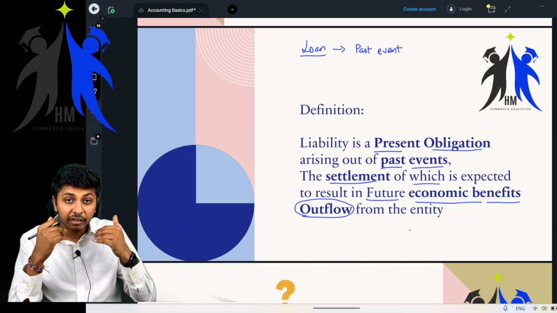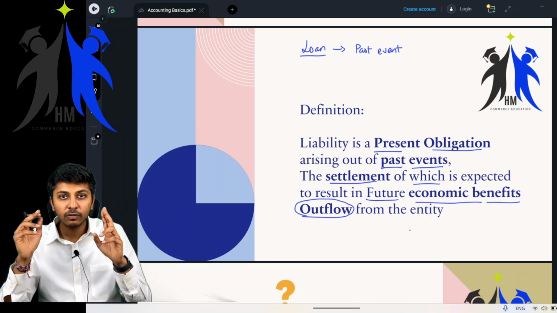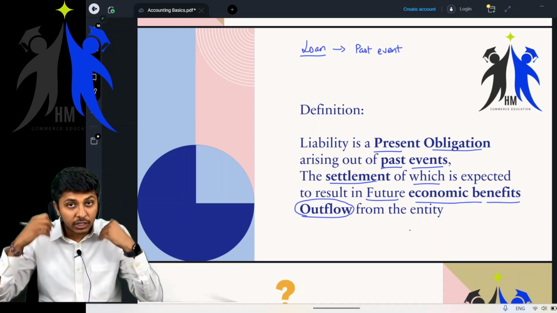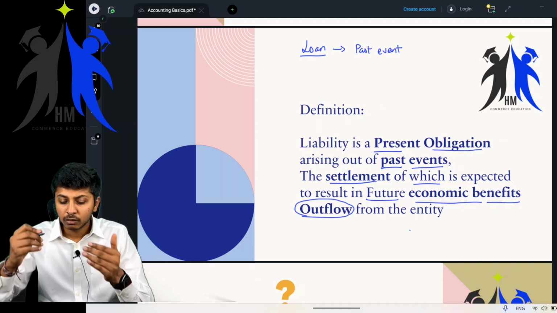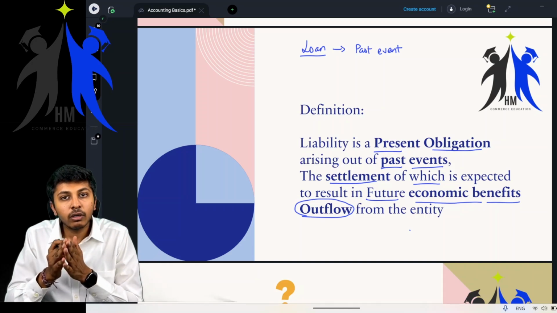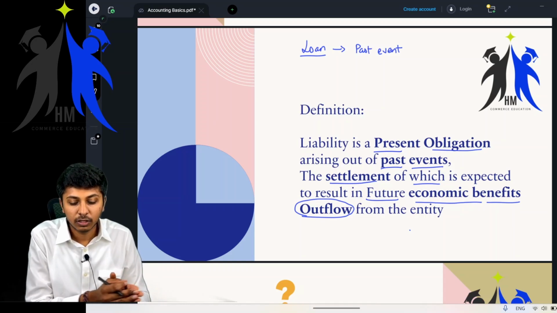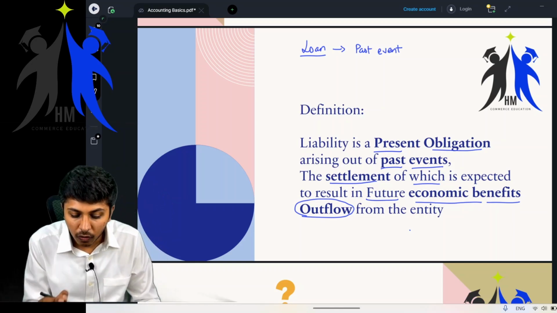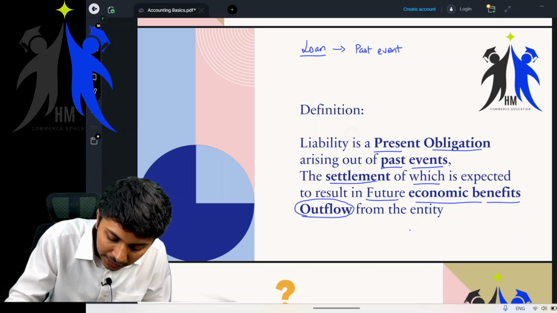So that giving back in the future, someday, that feeling is there, no? Correct? Now, that is that obligation. You have to settle that obligation. Now, when you give back, whatever assets you have in your organization will go out. So, this loan is the past event, correct? Now, that is an obligation sitting on your head. Now, in the future, settlement.